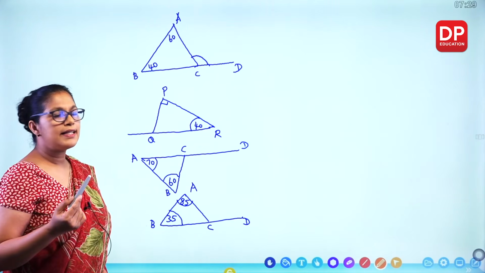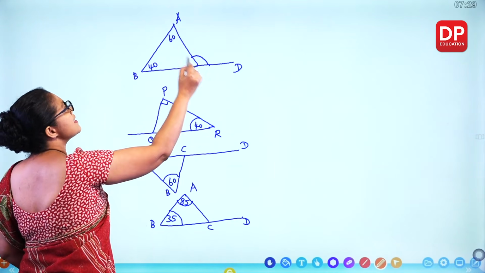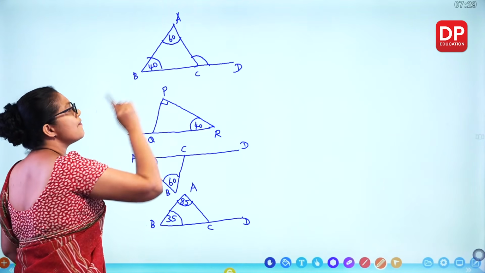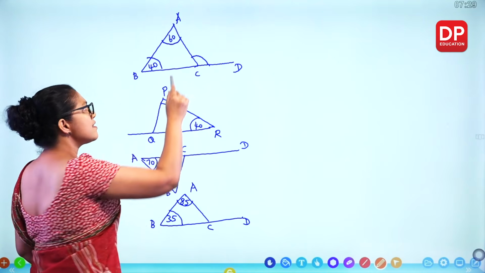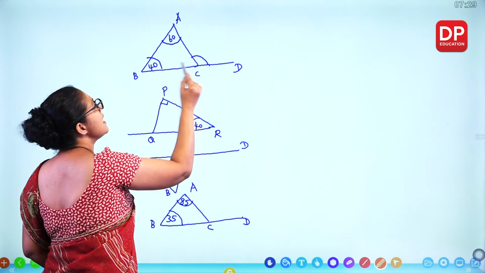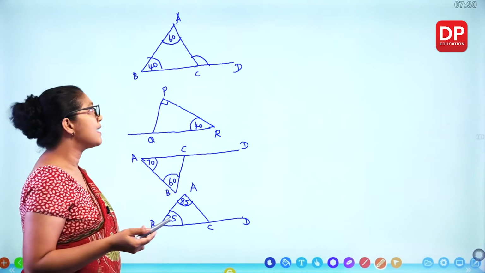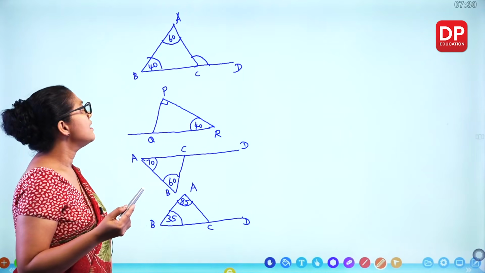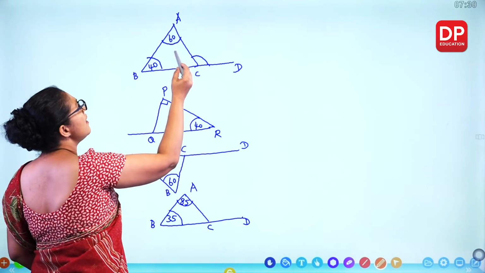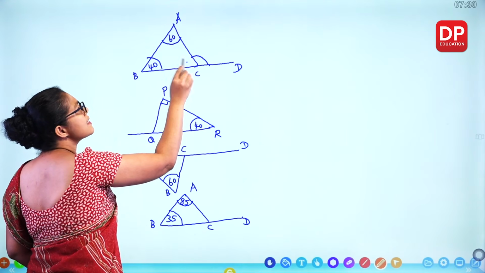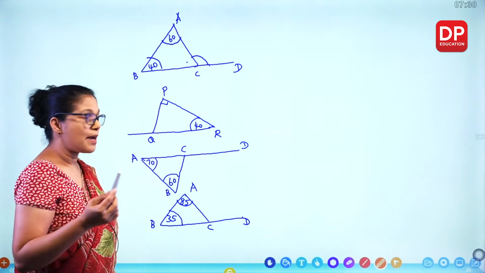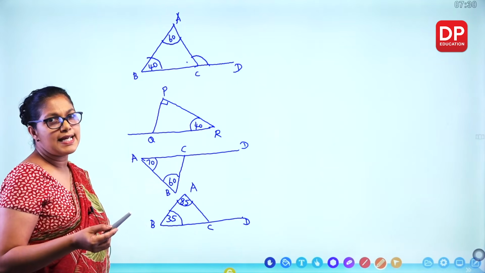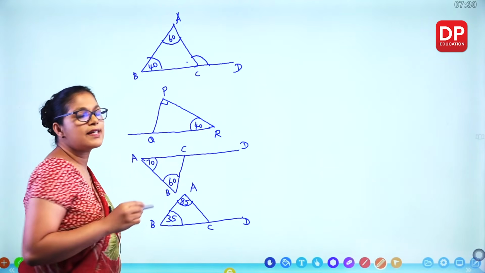What are interior angles? BAC, that's given 60 degrees. ABC, that's given 40 degrees. And this is also an interior angle. ACB is an interior angle, but ACD is an exterior angle. Now here, when you take this angle, it's interior. But when you take these two, we can say opposite interior angles to the exterior angle.